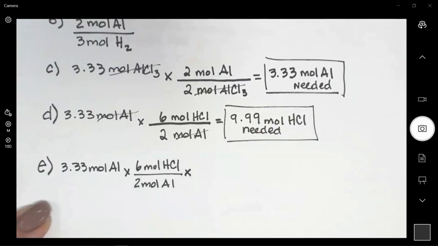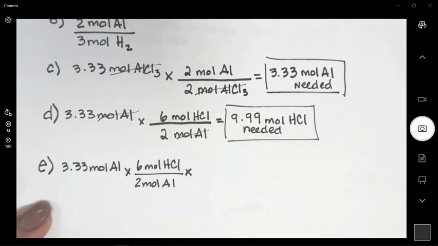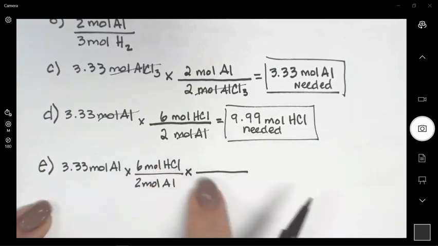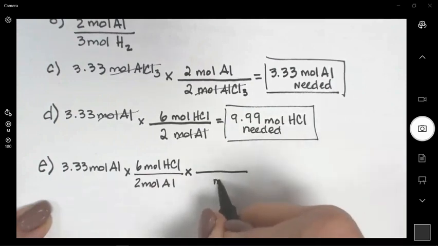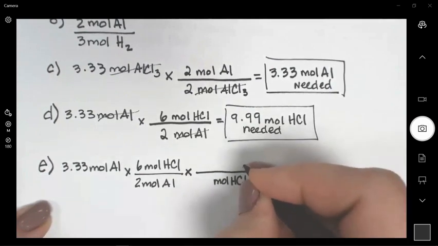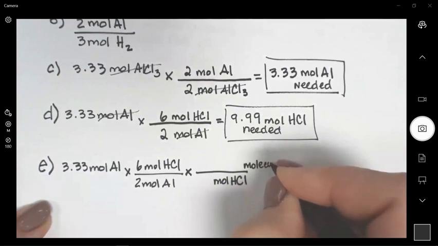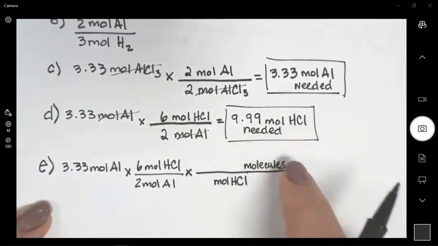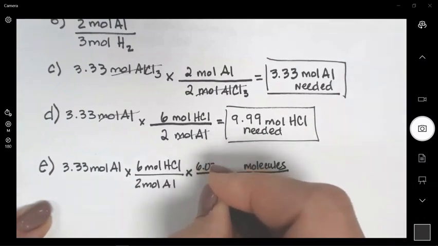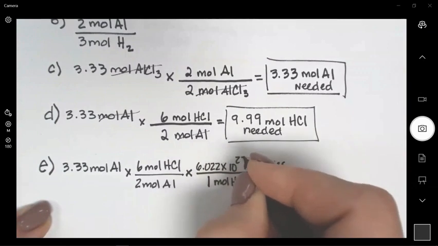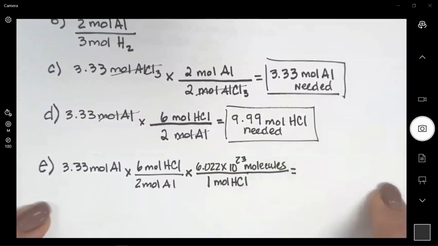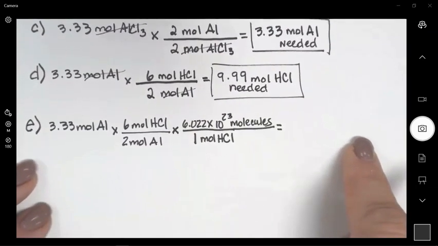One mole of anything is 6.02 times 10 to the 23rd, right? So I know I'm going to multiply it by another conversion factor, and I know mole of HCl must go down here, and I'm trying to get to molecules. So it's up here. 1 mole of anything is 6.022 times 10 to the 23rd. Equal, and I'm putting my answer here. It's in a line. I'm not going underneath.